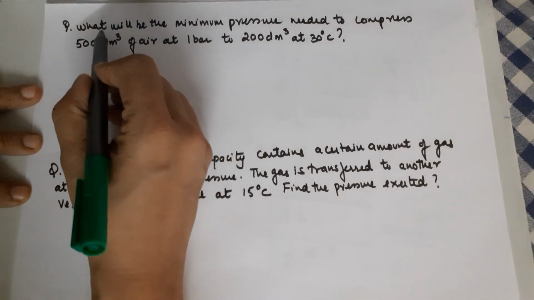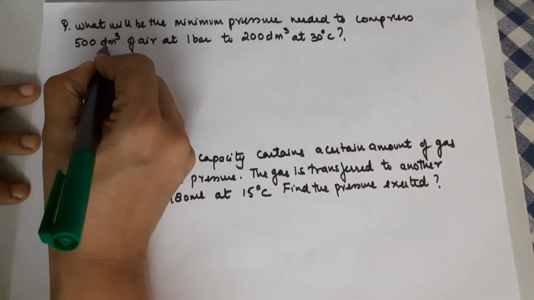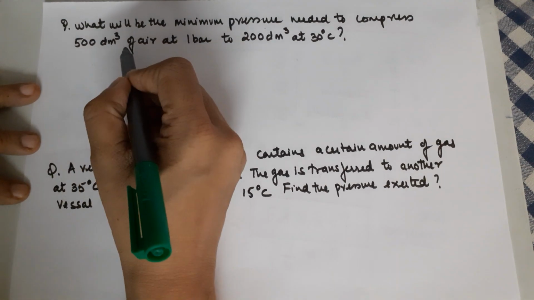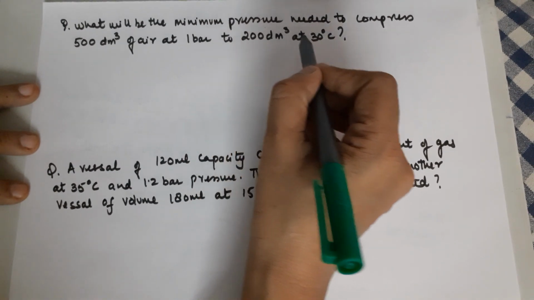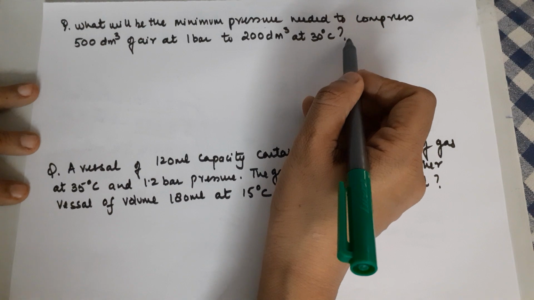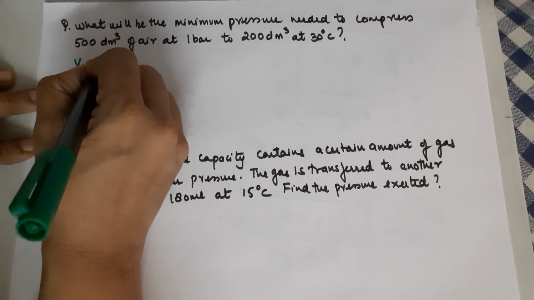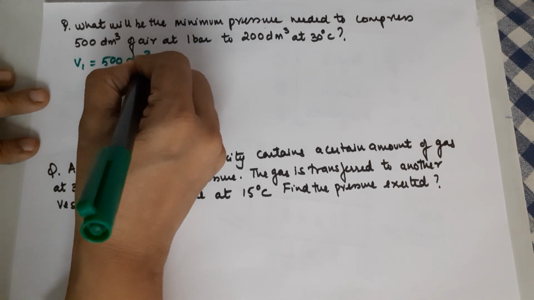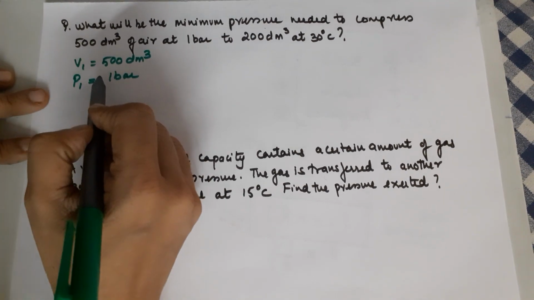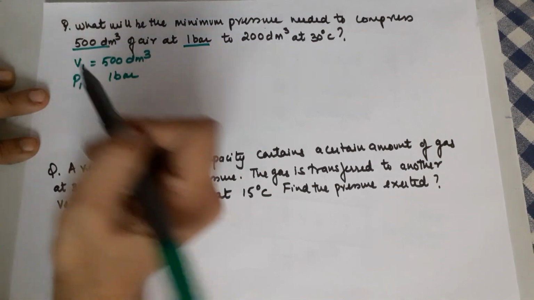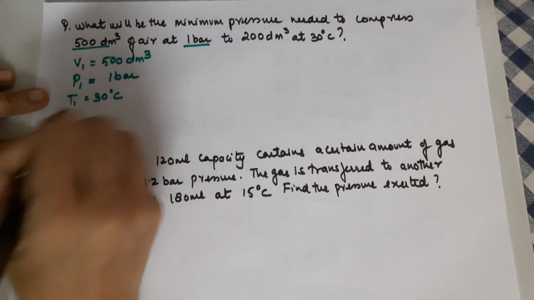Moving on to the next question. What will be the minimum pressure needed to compress 500 liters, that is dm cube, of air at 1 bar to 20 dm cube at 30 degrees C? So let's first of all write down the data given to us. Your first volume given is 500 dm cube. Your pressure also given is 1 bar. The initial volume and initial pressure are given to you as 1 bar, and that's the volume. The temperature given is 30 degrees C here.